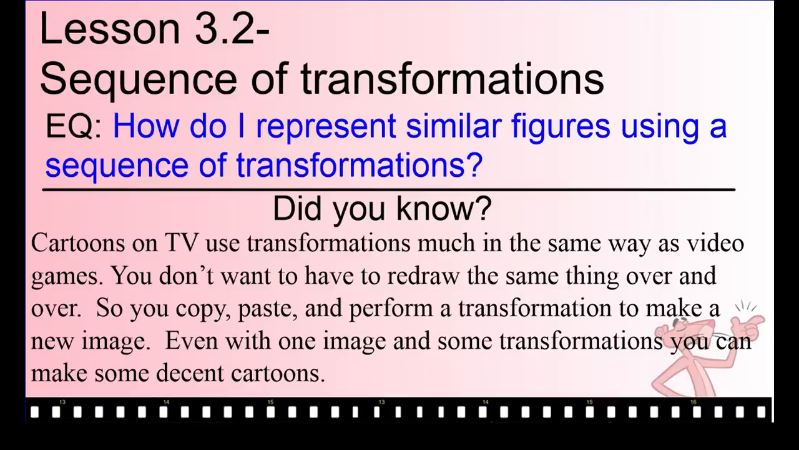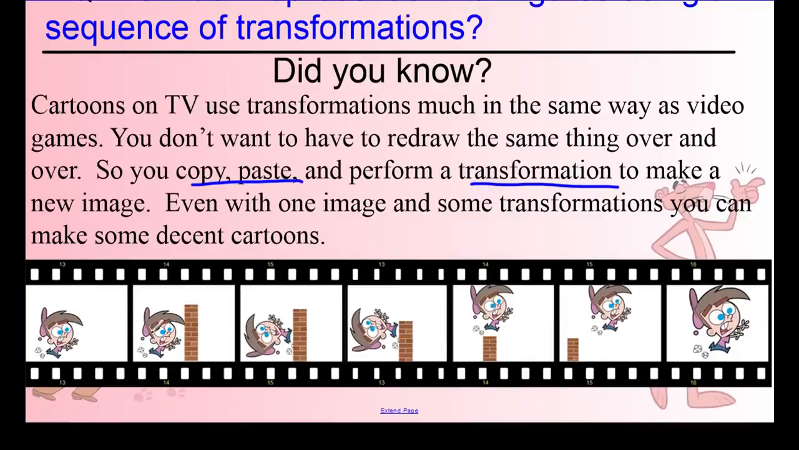So, did you know that cartoonists, a lot of times when they're doing stuff, they use transformations kind of the same way they do in video games? You don't want to redraw the exact same picture over and over and over again if it's like a ball rolling across the ground. So a lot of times what they'll do is they'll just copy and paste the picture, they'll do a transformation to it, and then they'll make their new picture. So even with one picture and some transformations, you can make a pretty decent cartoon. Like here's a little 7 frame cartoon.